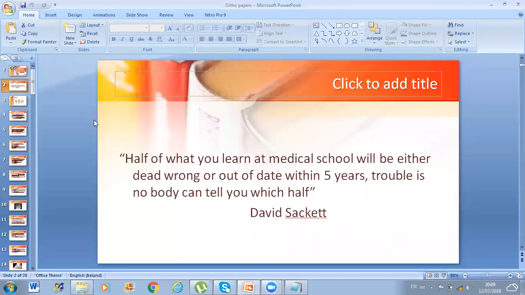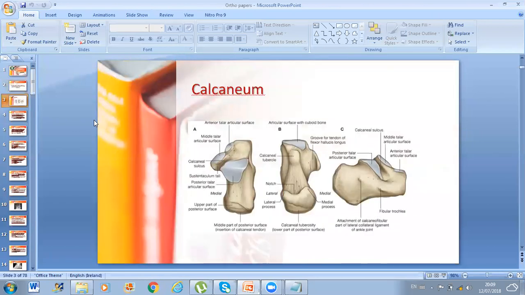Okay, so David Sackett said that half of what you learn at medical school will be either dead wrong or out of date within 5 years. And the trouble is that nobody can tell you which half. So research is going on so quickly that within the last 5 years, the facts which you studied will not be facts later on.